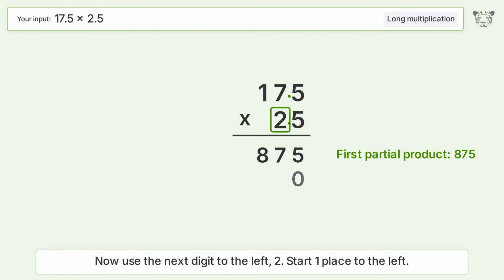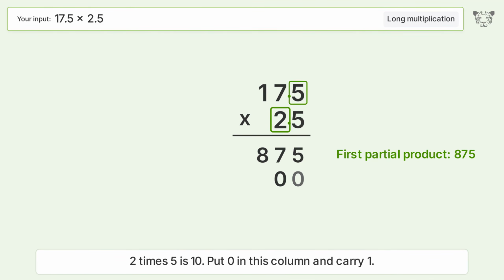Now use the next digit to the left, 2. Start one place to the left. 2 times 5 is 10. Put 0 in this column and carry 1.